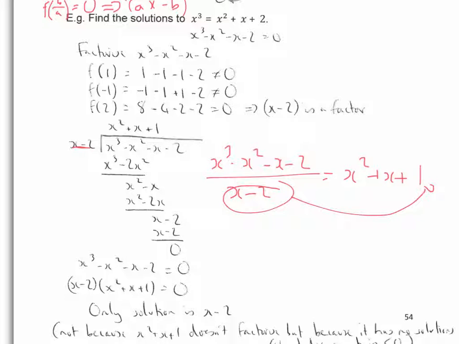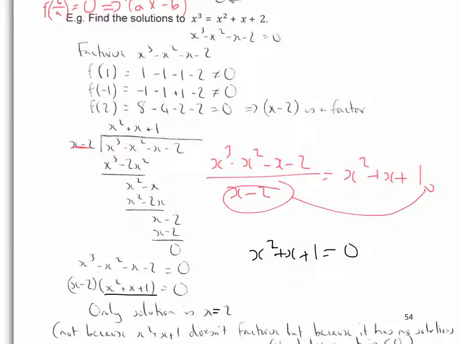Don't assume that because something doesn't factorize, it doesn't have solutions. You've seen many quadratics in your time which don't factorize, but the quadratic formula does give an answer. So in solving this, I am still going to ask, when is this 0? Well, this is 0 when x equals 2. Or alternatively, when is x squared plus x plus 1 equal to 0? Now, I couldn't factorize that, but it might still have a solution.